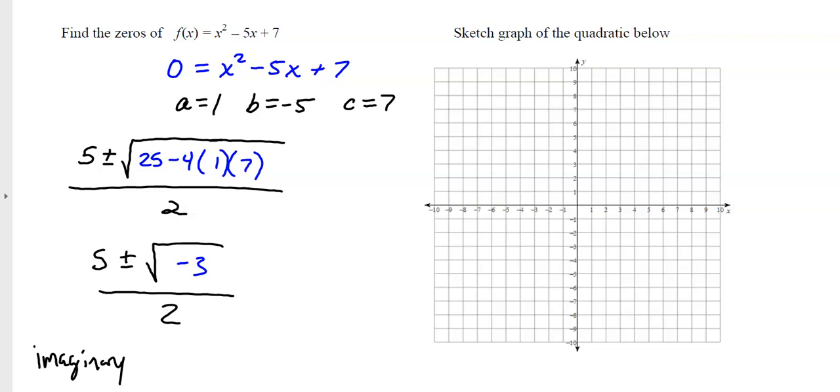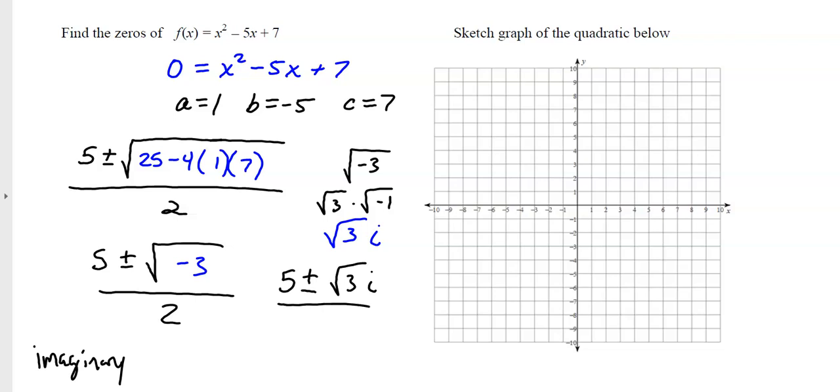And how we clean this up is, remember with imaginary numbers, we said, well, hey, if we have the square root of -3, that's really the same thing as the square root of 3 times the square root of -1. And then we invented these imaginary numbers, i, that you can substitute in for the square root of -1. So I'm going to just replace that down here. And so I'd say, okay, 5 plus or minus the square root of 3 i all over 2. And these are my 2 solutions.